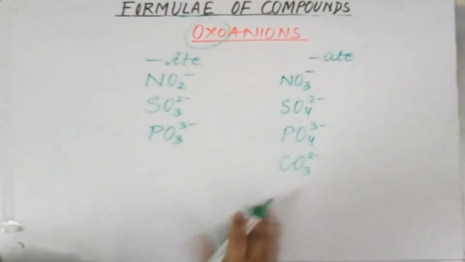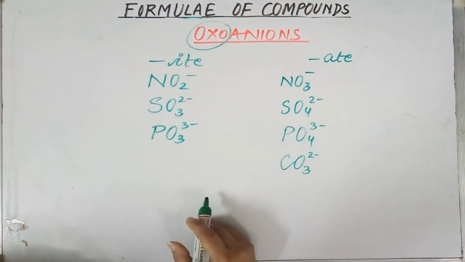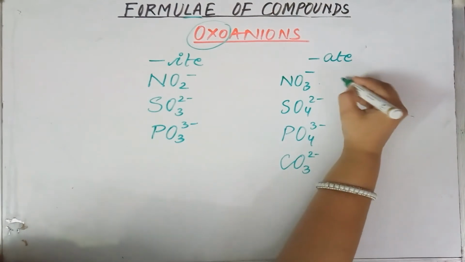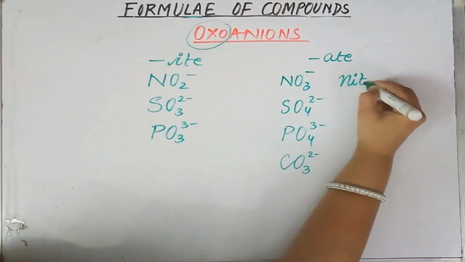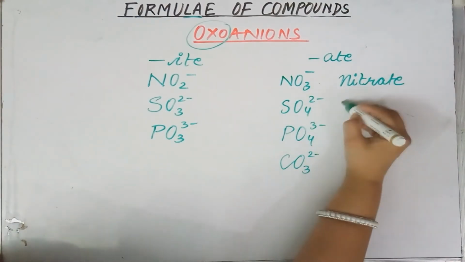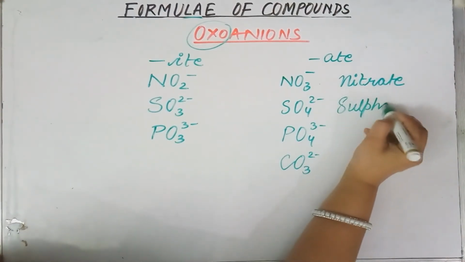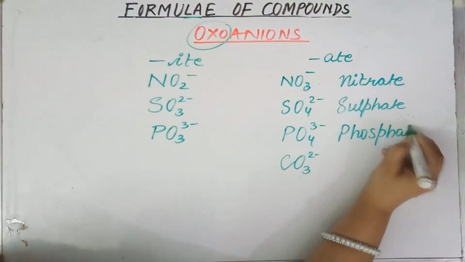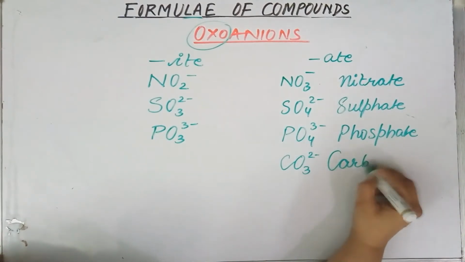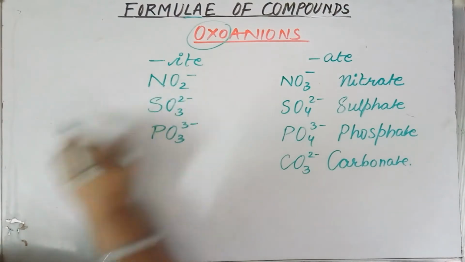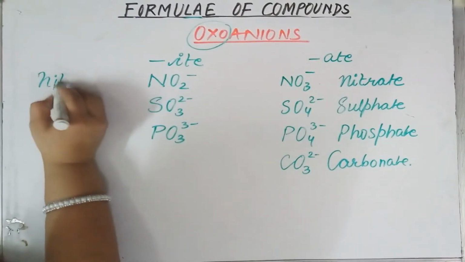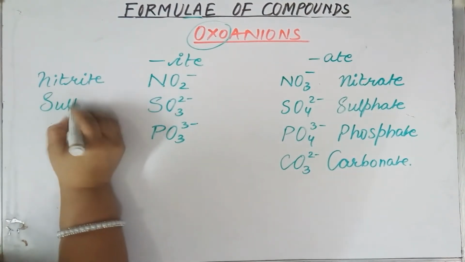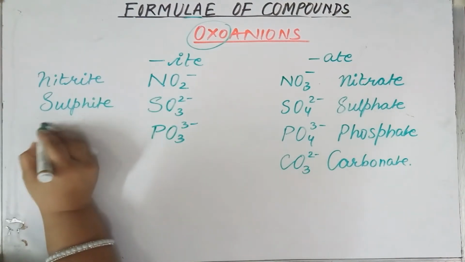These are the common category we are discussing, which are very common and are in the syllabus in the 9th and 10th standard. So here it is nitrate. The name of this anion is nitrate. This is sulfate, phosphate and carbonate. Here these are nitrite, sulfite and phosphite.